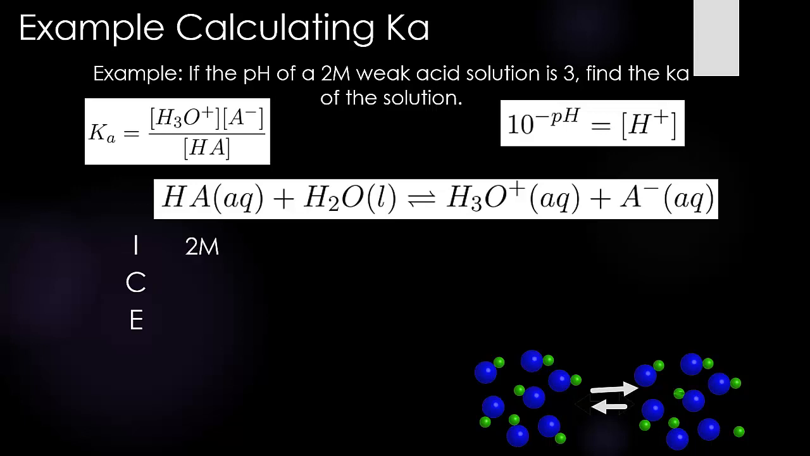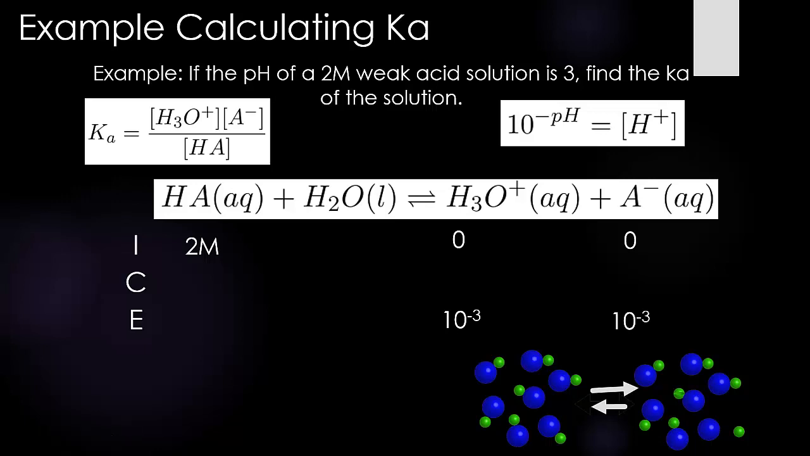The concentration of the acid always refers to how much you initially put in. We also know that we don't have any H3O plus or A minus, and so we can fill in zeros here. Now we need to think about what else we know. We know the pH, and that tells us what our equilibrium value of the H plus concentration is. Once we know that, we also know A minus because H3O plus and A minus must be the same since they all came from the HA.